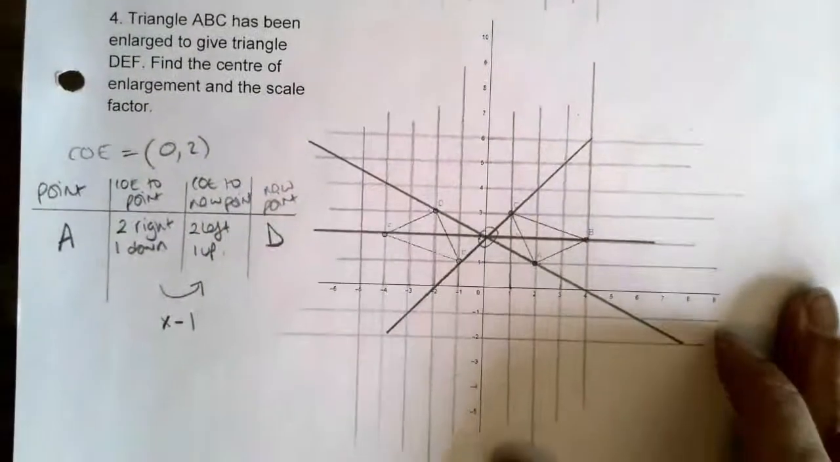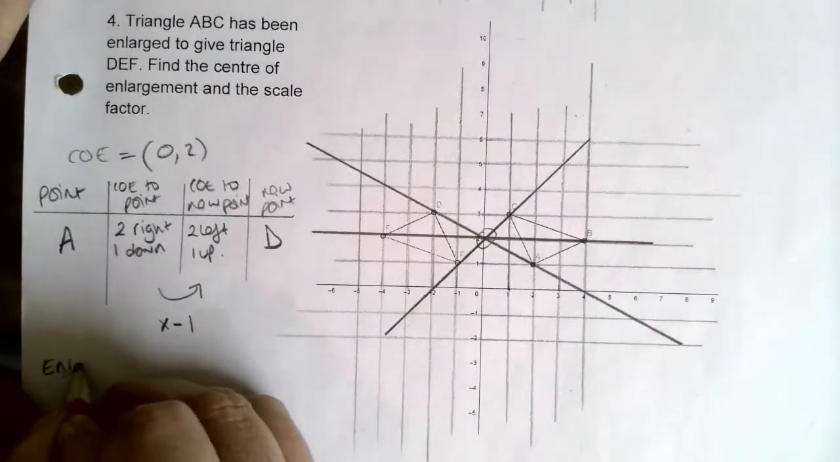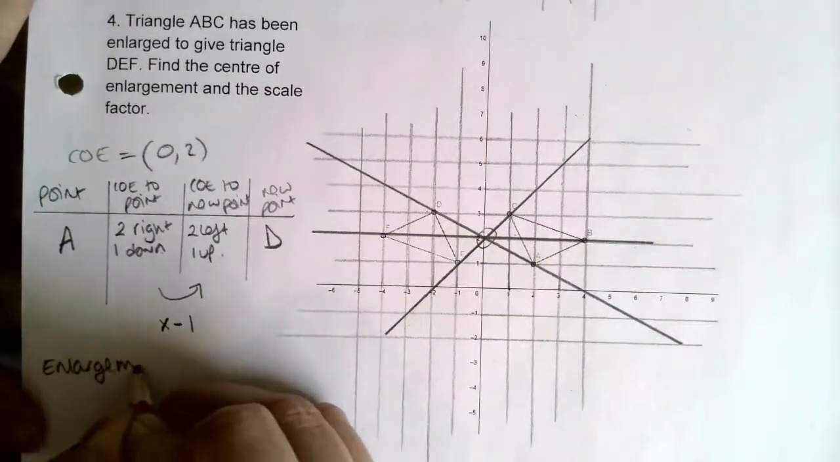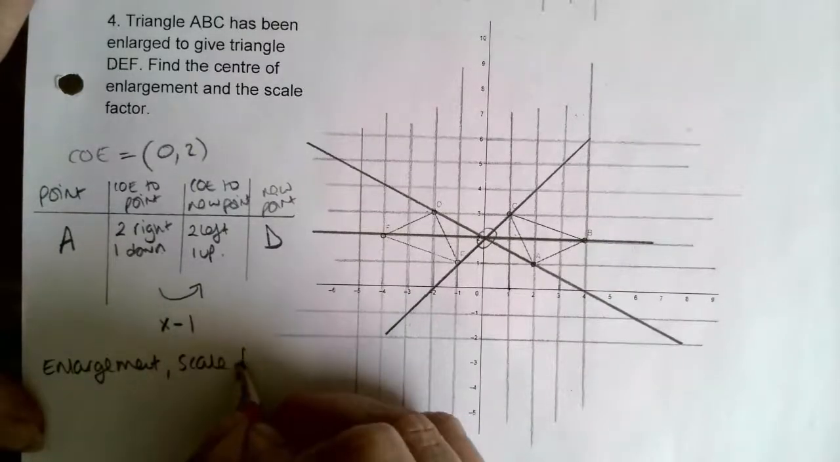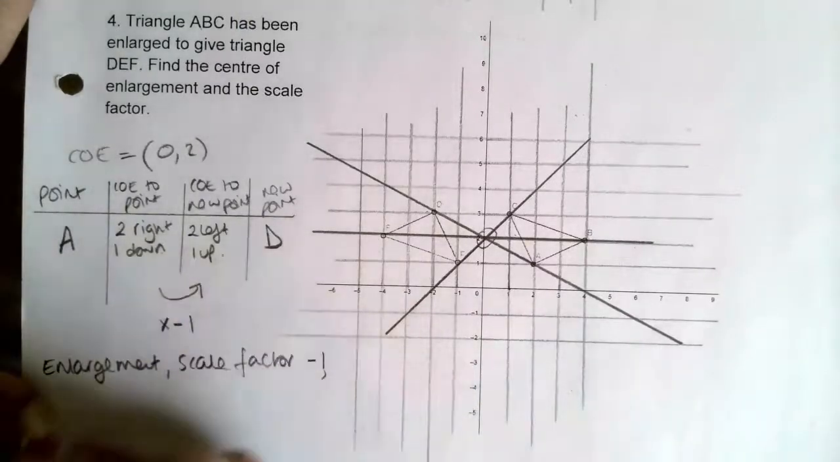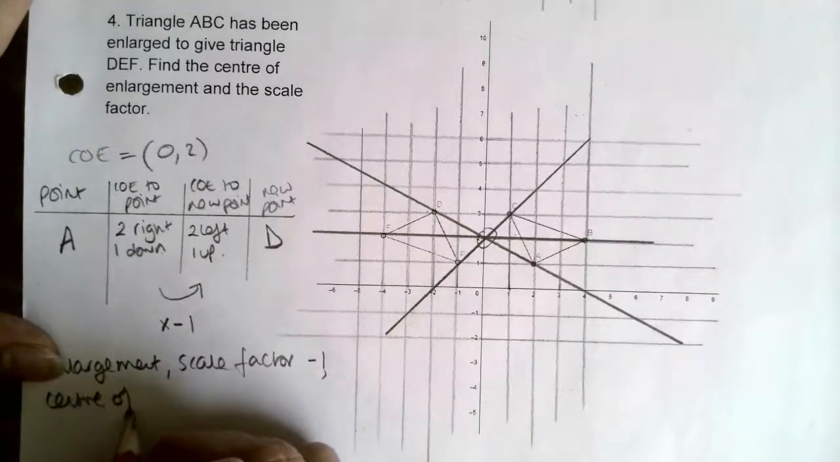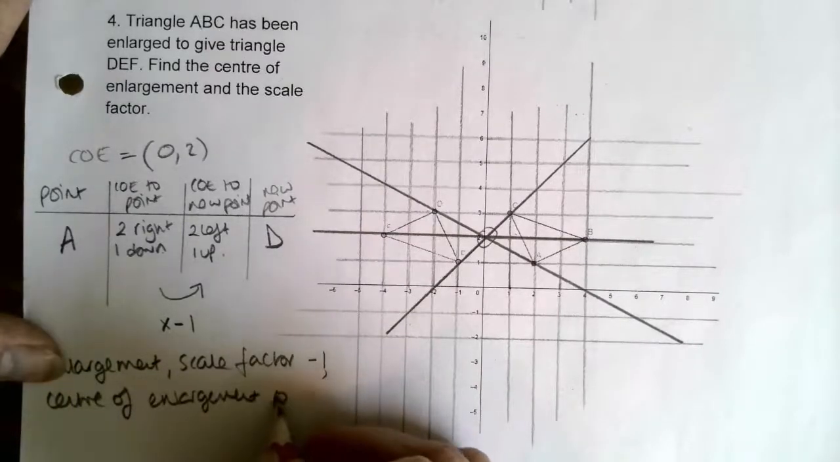So again, describing the transformation, it is an enlargement. Even though it's not getting any bigger, it still gets described as an enlargement with a scale factor of -1 with a centre of enlargement 0, 2.